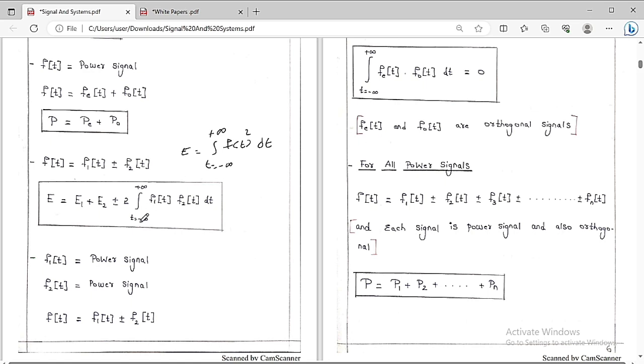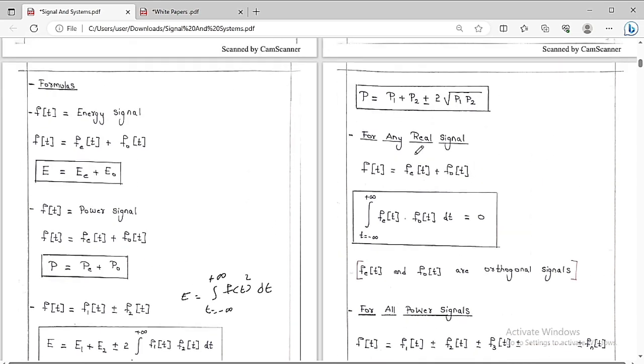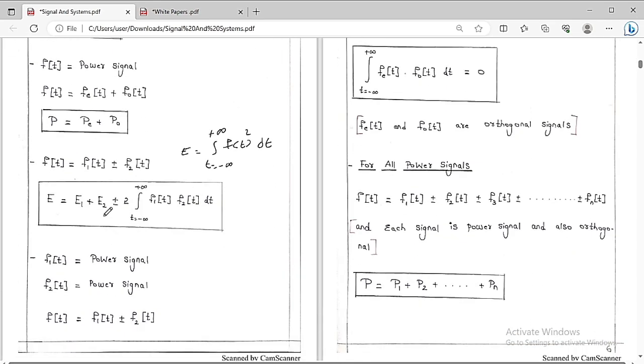Now the other point is, suppose f1 of t is a power signal and f2 of t is also a power signal. I have represented a random signal as a summation or subtraction of these signals, f1 of t plus or minus f2 of t. Then what is the overall power? If f1 of t is a power signal and f2 of t is a power signal, the summation or subtraction will always give you another power signal only.